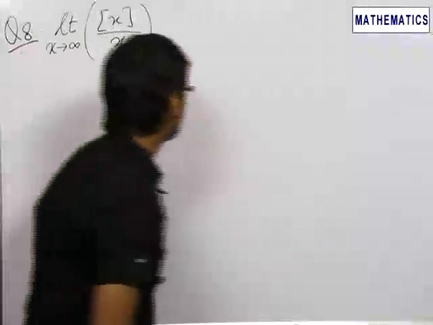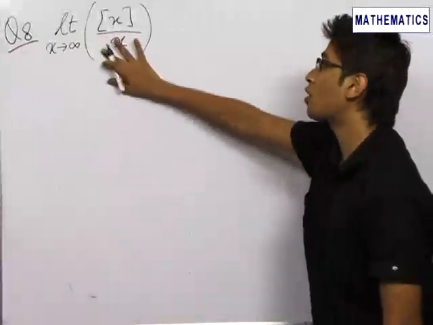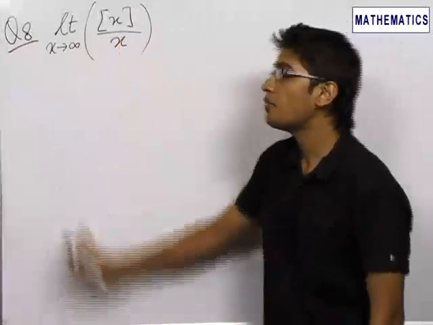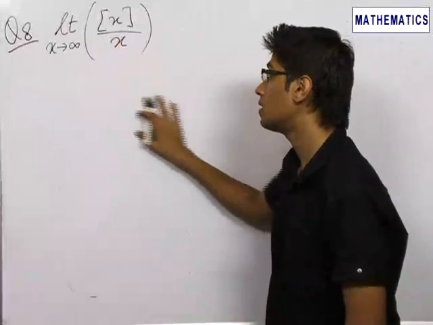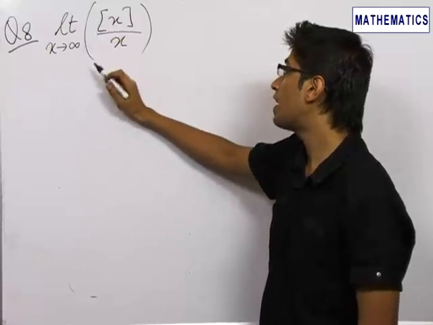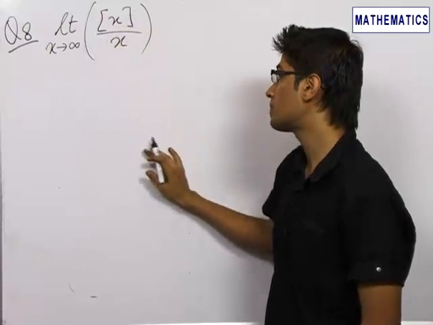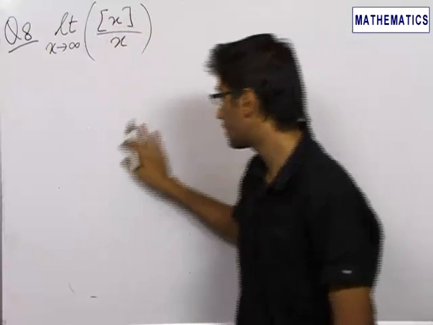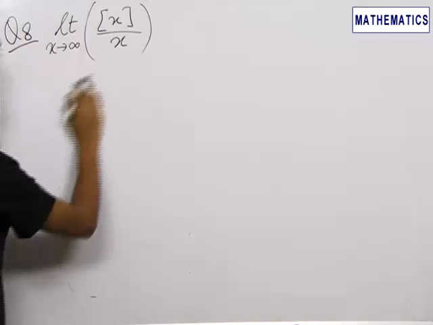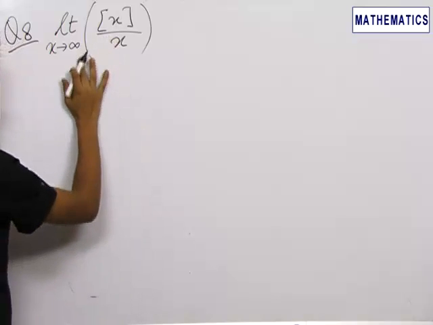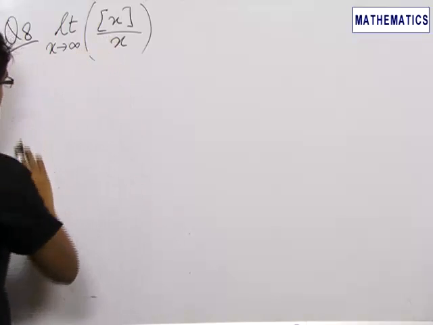Our next problem appears to be very small and simple, but involves a very important concept, which is the concept of the Sandwich theorem. Now we are to find the limit of bracketed x upon x as x tends to infinity. This question cannot be solved by the usual methods. Instead, we have to use the approach of the Sandwich theorem.